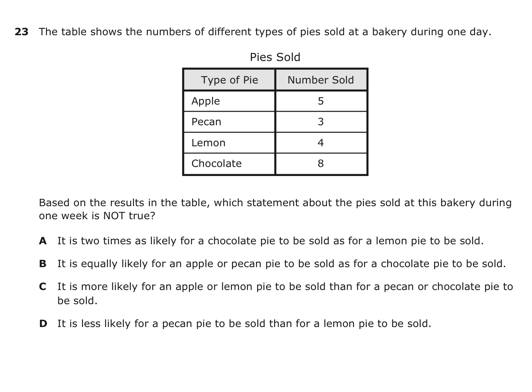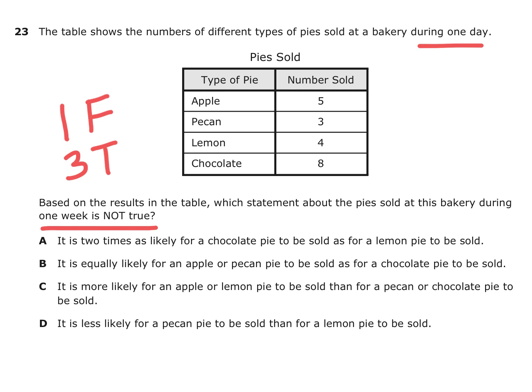Number 23. The table shows the numbers of different types of pies sold at a bakery during one day. Based on the results in the table, which statement about the pies sold at this bakery during 1 week is not true? So we're looking for one that is not true. So that means we're looking for one that is false. So in this type, you're going to have 1 false, and you're going to have 3 statements that are true. So we need to go through each one of these and see which is true and which is false.